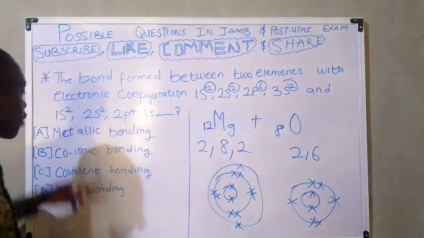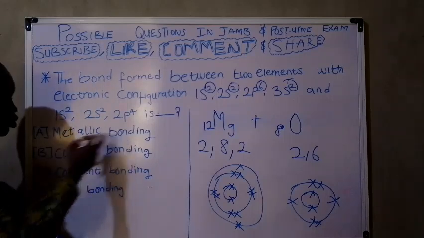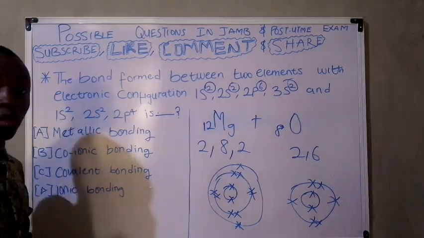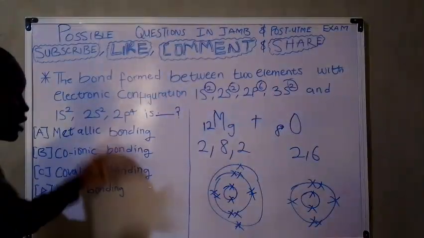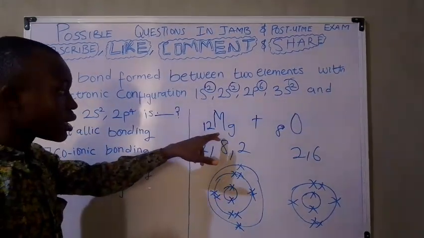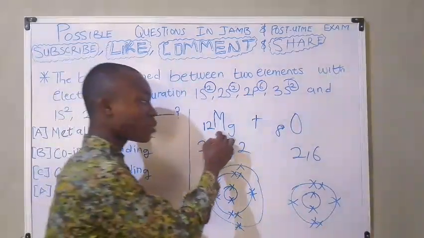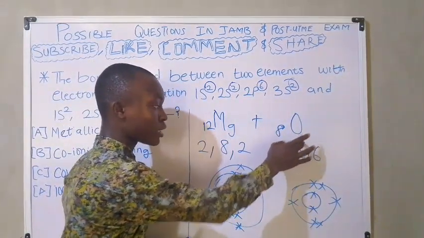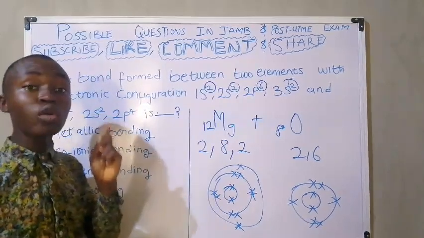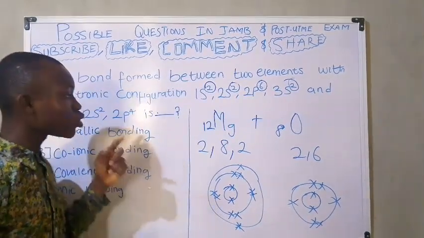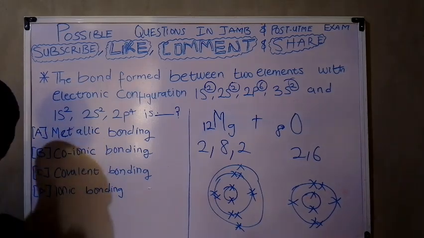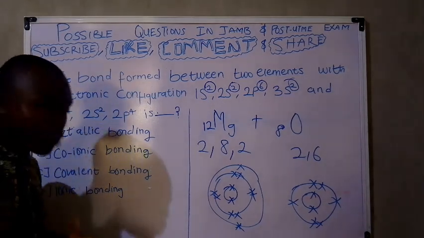Now we have our options: metallic bonding, co-ionic bonding, covalent bonding, and ionic bonding. So the correct answer is ionic bonding. Magnesium is a metal while oxygen is a non-metal. The bond between metals and non-metals is known to be ionic bonding. Ionic bonding is also known as electrovalent bonding.